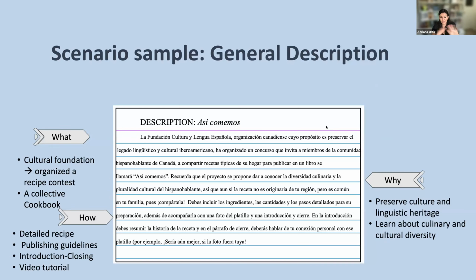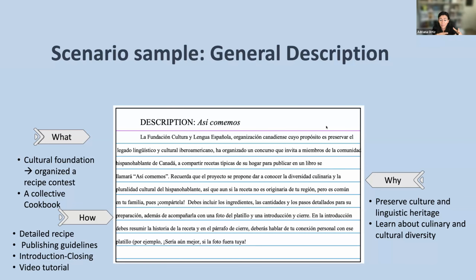Okay, so just to give you a quick idea, this is one of the scenarios. This is for all the teachers out there. So there's a general description that covers the what, the why, and the how. This one is called Así comemos, which is like, that's how we eat. So what? There is a cultural foundation, of course. It's authentic, right? The project has to be authentic and meaningful.